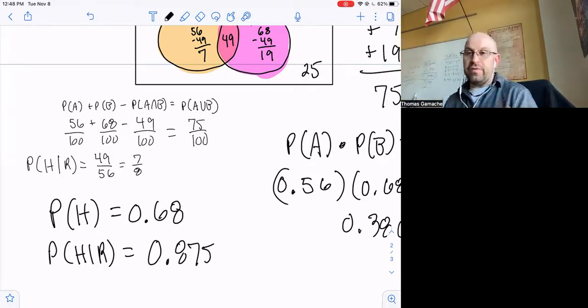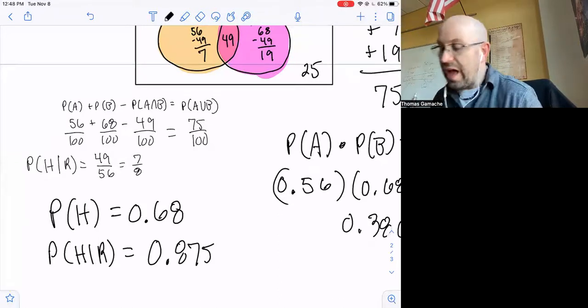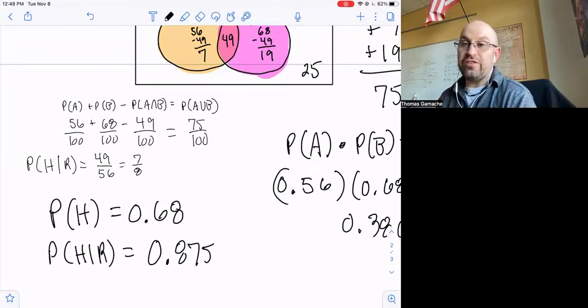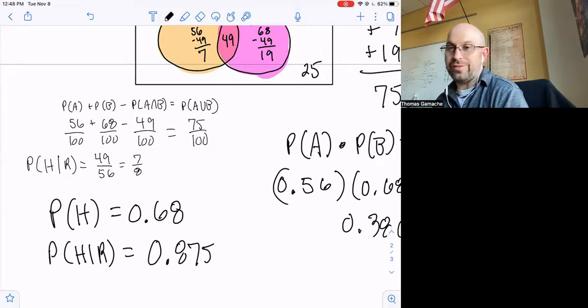Cool. So this is an example of how you can use a Venn diagram to answer questions like this, as well as answer questions of independence. I'm going to do another video as well, so you can get a chance to see how it is done using tables. Hopefully this helps.